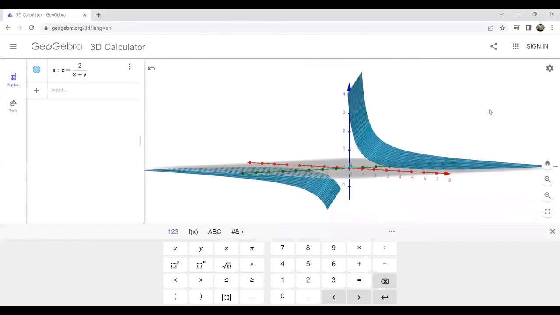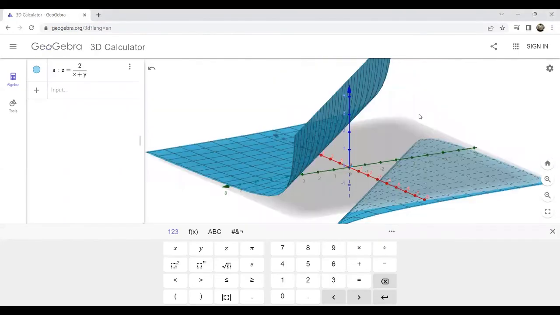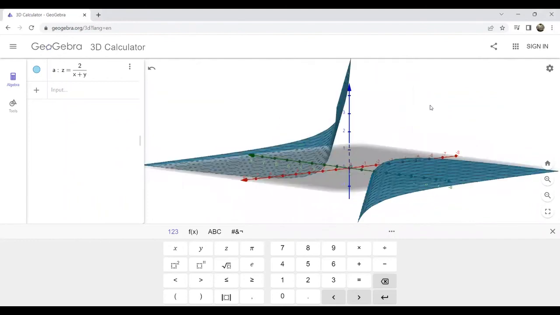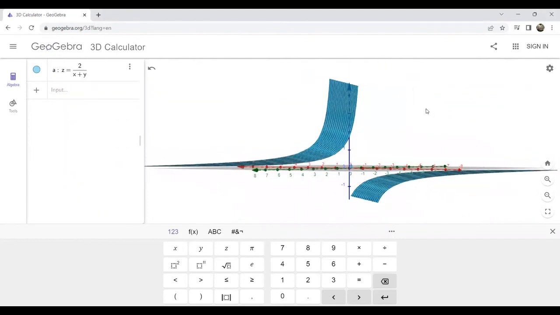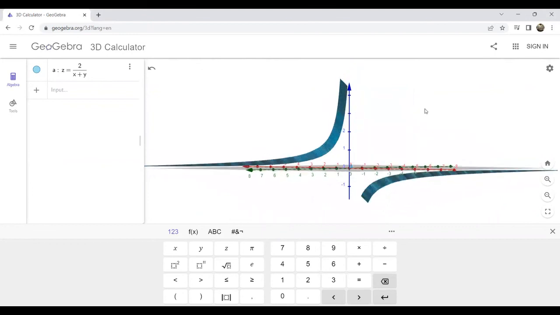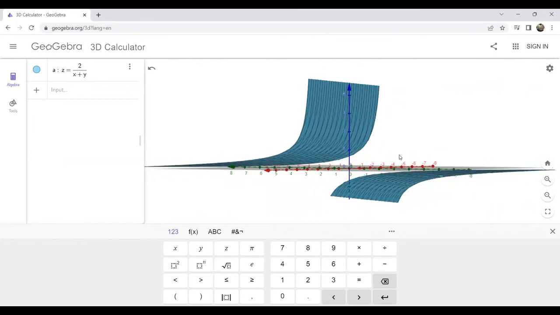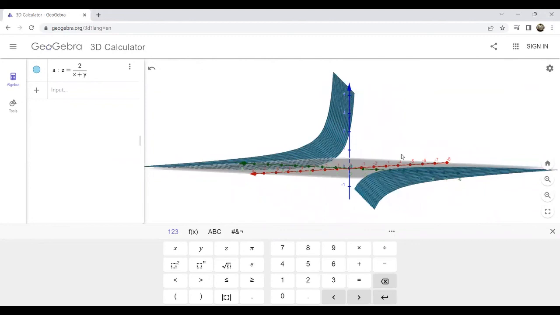Let's take a look at our 3D graph using GeoGebra. So this is the behavior of your surface. As you can see, z never gets to be 0. Z can take on negative values, positive values, but no zero.